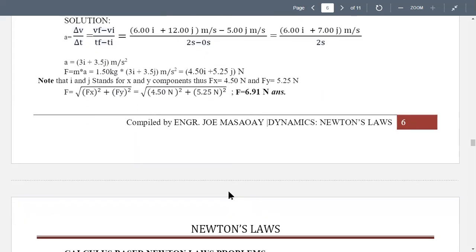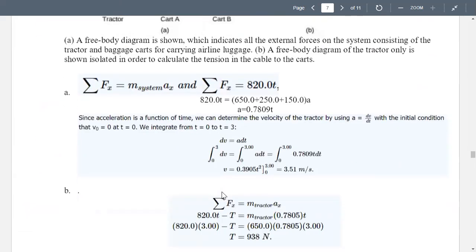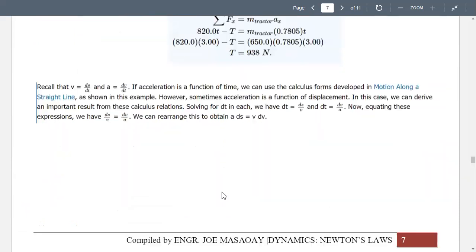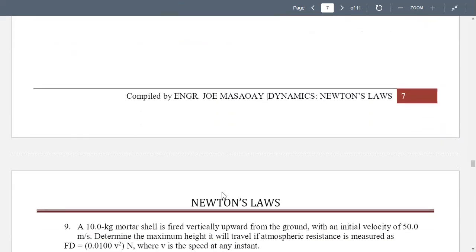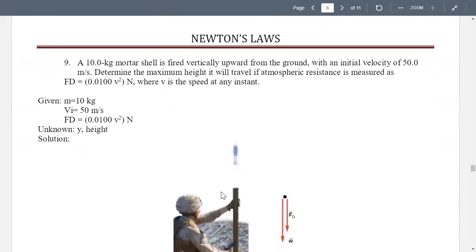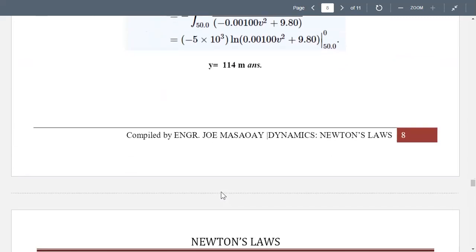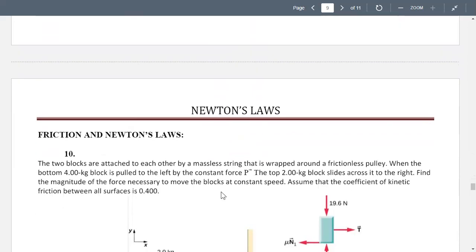So that concludes my presentation for now. I have tons of problems you can review, okay? Some of which integral, differential and integral calculus were applied. So please be guided accordingly for my class.